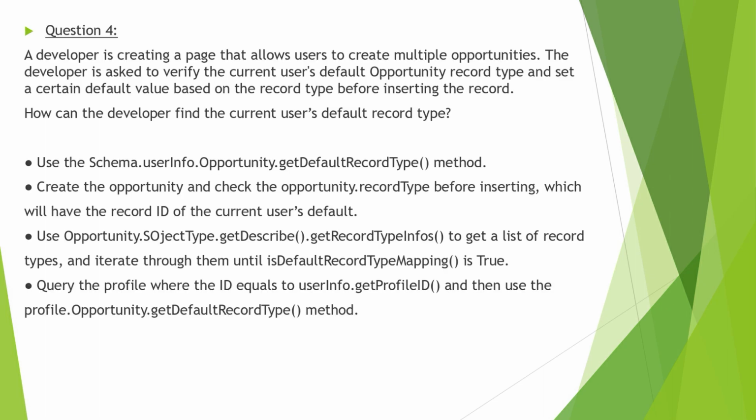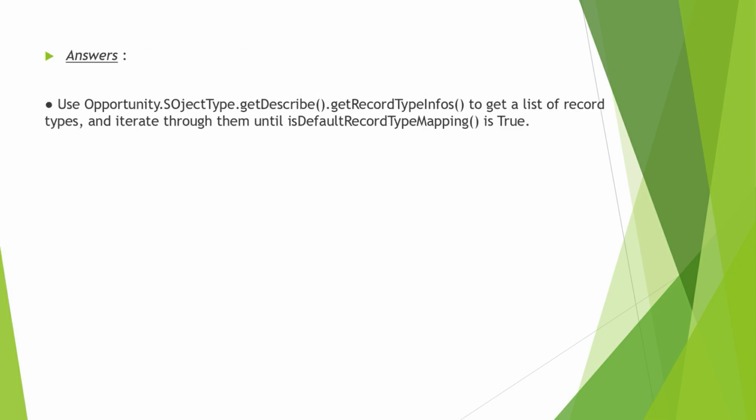A developer is creating a page that allows users to create multiple opportunities. The developer is asked to verify the current user's default opportunity record type and set a certain default value based on the record type before inserting the record. How can the developer find the current user's default record type?